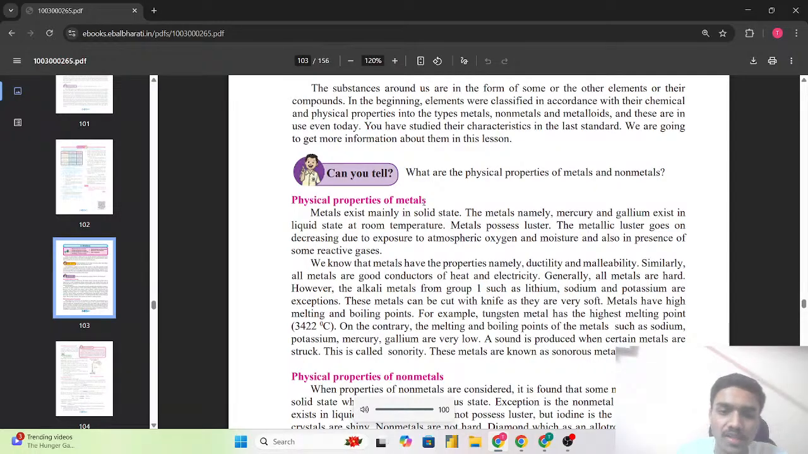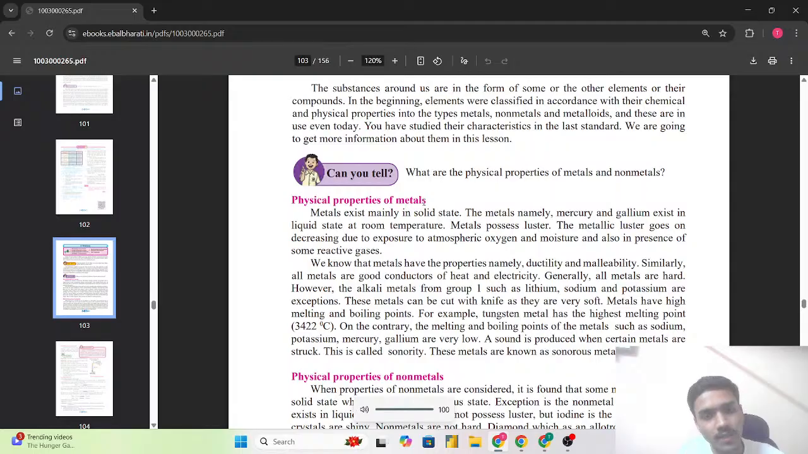Similarly, all the metals are good conductors of heat and electricity. And the special property of metals is that they are good conductors of heat and electricity. Generally, all metals are hard. However, the alkali metals from group 1 such as lithium, sodium and potassium are exceptions. So here the exception is that generally all the metals are hard, but there is an exception with regard to the alkali metals.